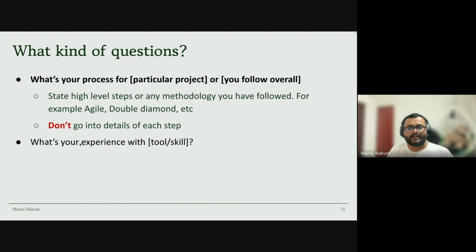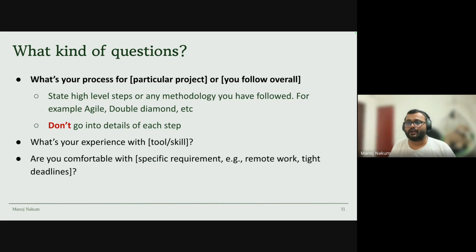The questions might be around your tools or skills as well. Sometimes they ask about skills, not just tools like Figma and everything. Let's say you have claimed that you did a heuristic evaluation or you did heat mapping. They might ask what kind of tool you used for the heat mapping, or what kind of tool you used for the quantitative selection. Questions around that would be interesting.